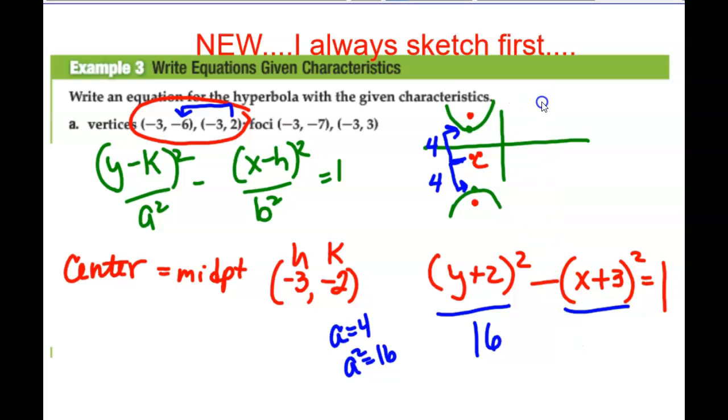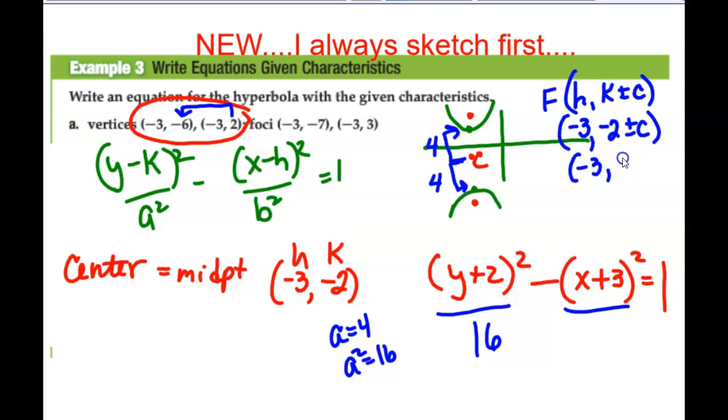Okay, what's the equation for foci? The foci are at H, comma, K plus or minus C, that's what you're telling me? Okay, so if H is negative 3 and K is negative 2 plus or minus C, and that point wound up at negative 3, negative 7 maybe? Okay, so negative 2 plus or minus C was negative 7. So plus or minus C is, if I add 2 over there, I have negative 5. Doesn't really matter. The distance is 5 for C.